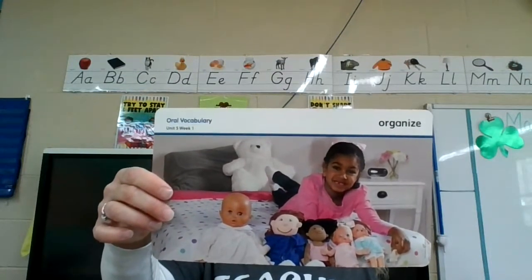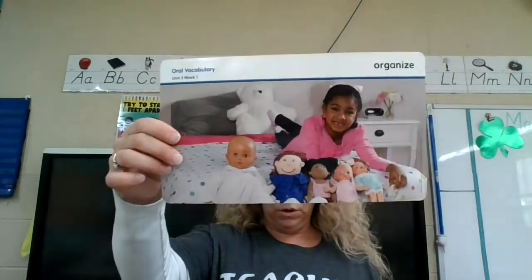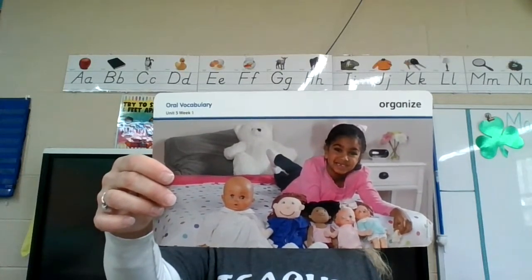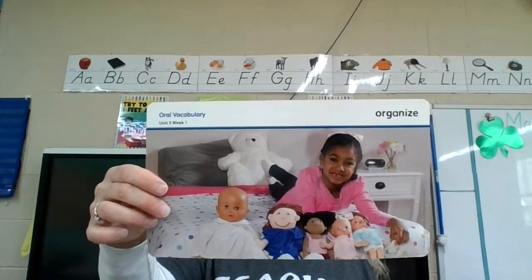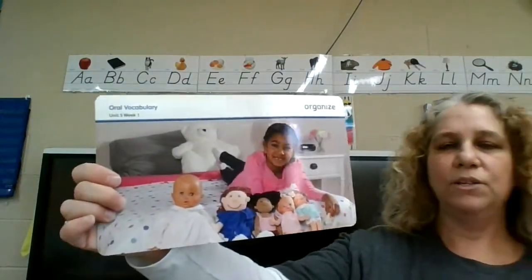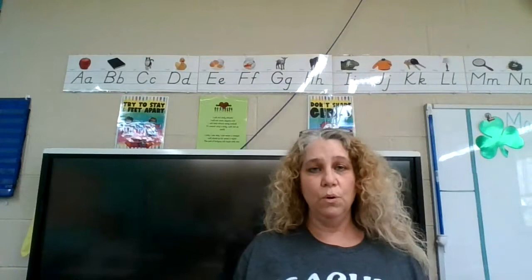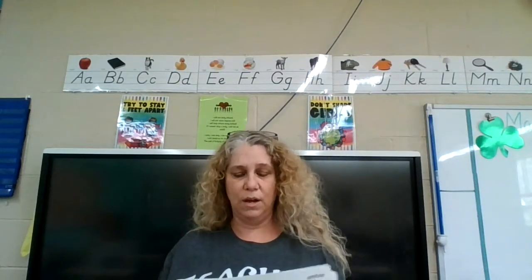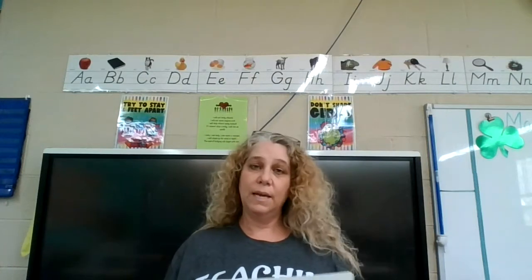Organize. When you organize things, you arrange them in a certain way. So example, Sal tried to organize the dolls by lining them up from smallest to largest. You might try to organize your room, or if you have a desk at home, you try to organize it, put things together that go together, make it nice and neat.